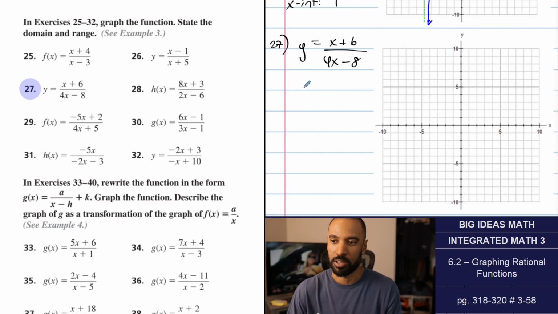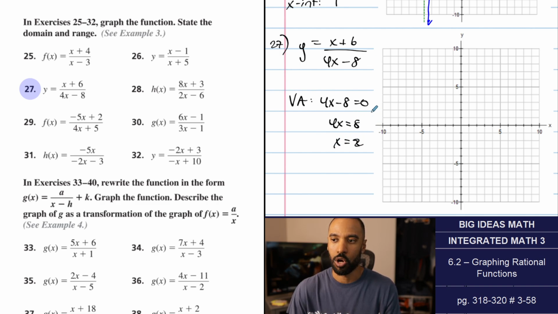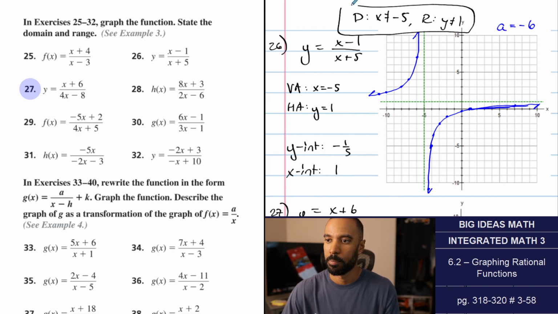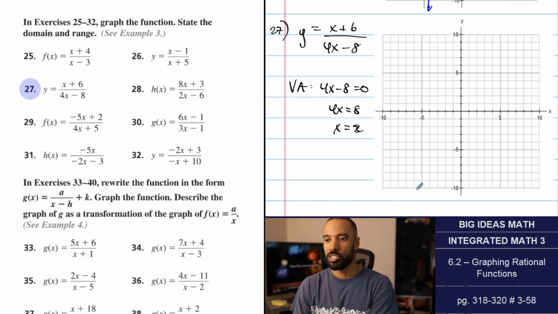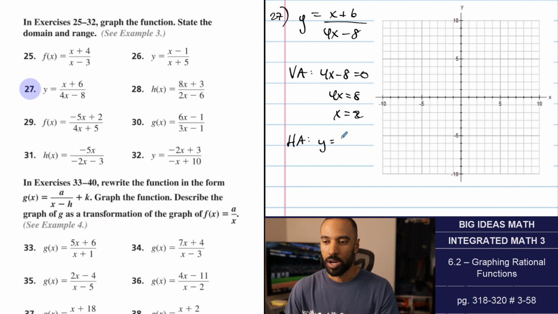If you can't tell yet, we're about to get there. The vertical asymptote, keep in mind, this is where 4x minus 8 equals 0, 4x equals 8, x equals 2. We have a vertical asymptote at x equals 2. Oh, I didn't mention domain and range here, by the way. Give me 1 second. Domain, x can't equal 2. Range, y can't equal 1/4. Okay, sorry about that. Okay, so x equals 2 is the vertical asymptote. Horizontal asymptote is where you are dividing 1 by 4, 1 over 4. 1 divided by 4 is 1/4. And there that one is.